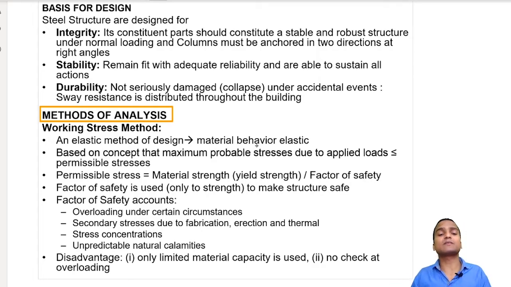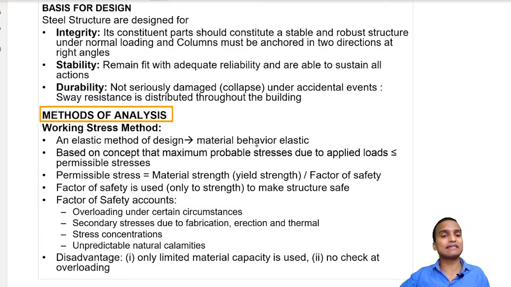Okay, and then comes the stability. Stability means the structure does not overturn or slide down. The structure remains stable. And the third requirement is the durability. Durability means that over its serviceable life, it is not seriously damaged under serviceable conditions, and even under accidental load, it doesn't get damaged very seriously. The structure is very durable. So these three requirements are very important.